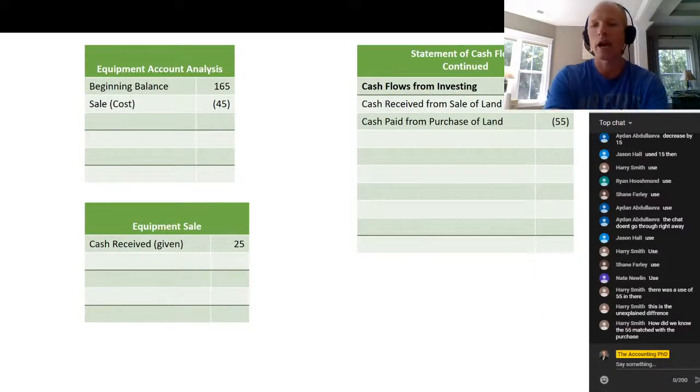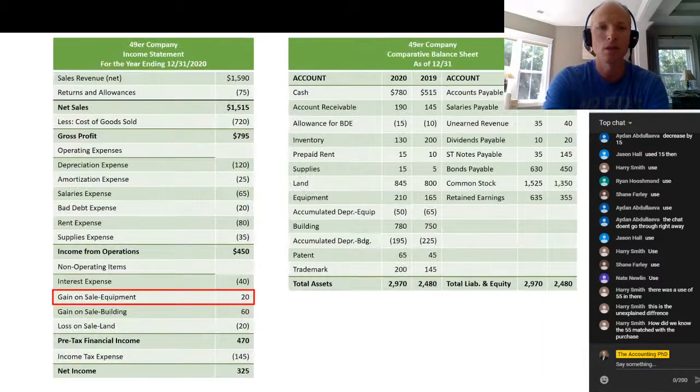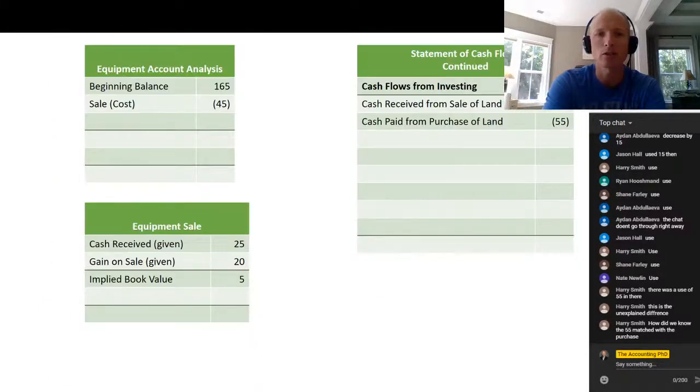So we start with the cash that we received. And then we go to the income statement, and we can see that there was a gain on sale. All right, so there's a gain on sale of equipment. So taking that information back to our analysis, it tells us that if I received $25 and there's a gain on sale of $20, it must be the case that the book value of the asset that we sold was $5. Again, this is thinking about when there's a sale and there's a gain, what does that imply about the book value?